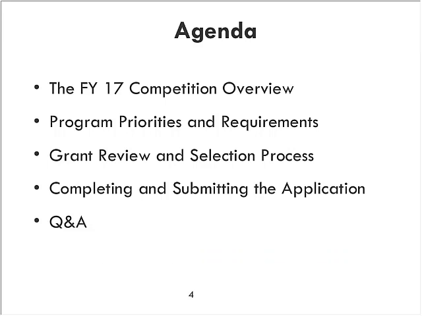All right, so here's what we're going to talk about today. We're going to start off with an overview of the competition. After that, we'll talk about the absolute priorities, requirements, and the competitive preference priorities. We're going to have a discussion about the grant review and selection process. We'll talk about completing and submitting the application, and then we'll have time for Q&A at the end. As I complete each major section, because there's a good number of slides that we have, and I want to make sure that we're not missing anyone's questions, we will attempt to answer questions after each section, but then we'll also have some time for additional follow-up questions and answers at the end.